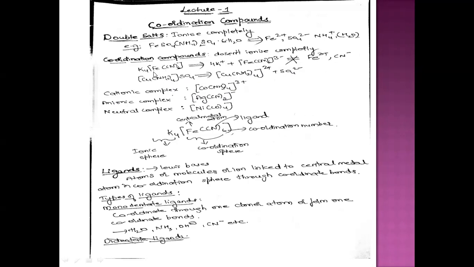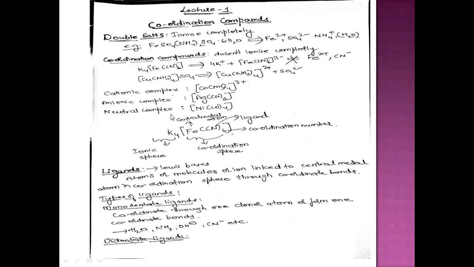We take the example of potassium ferricyanide. The ions in the coordination sphere have acquired a negative charge in the solution. That's why it is said to be an anionic complex. Whatever charge is on the coordination sphere after dissociation, based on that you name it as either a cationic complex or an anionic complex.